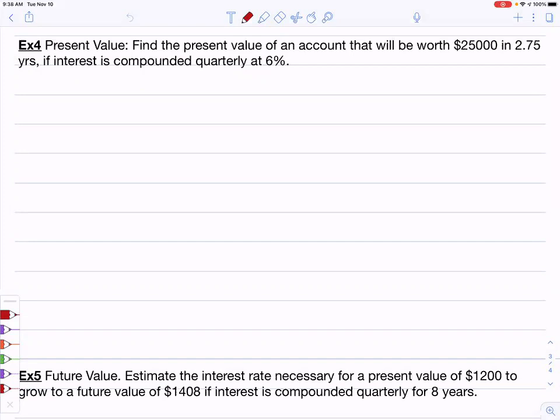For all the steps in the videos, the divide by P. I heard the 4 times 2.75, and I got the 11. And then I did what was in parentheses. So I started with 0.06 divided by 4, which was 0.015. And then you add the 1, and then I raised that to the 11, and then divided by that number to get P.